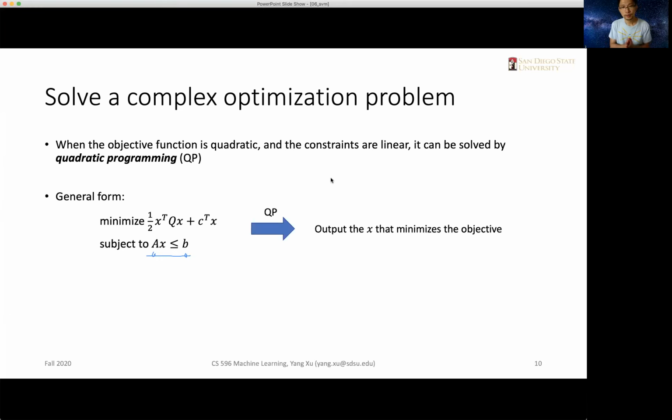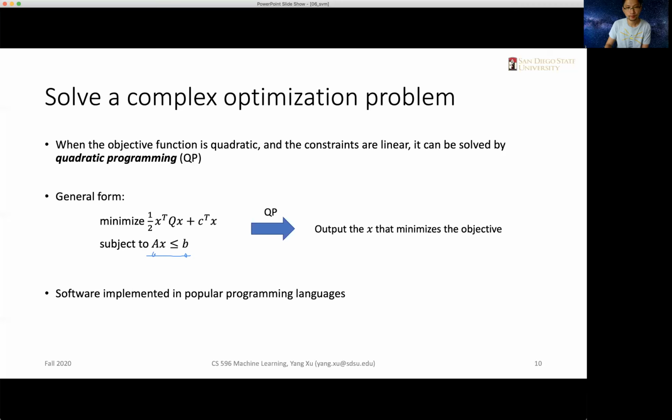So the QP software will output the x that minimizes the objective. The details are something that we will not dive into in this course. This is actually a very advanced technique in optimization theory, which I guess is a branch of mathematics, and all we need to do is to call such a function.